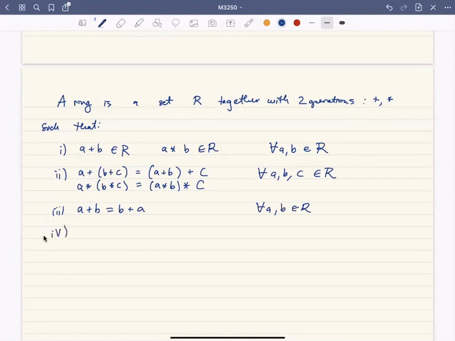We want an additive inverse to exist. So existence of an additive inverse. And I should specify specifically an additive identity, which we're going to call 0. So that means that there exists some element, say 0 in R, where A plus 0 and 0 plus A are the same. So those are both A. So the existence of an additive identity.